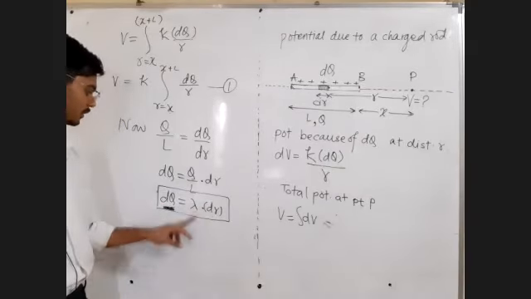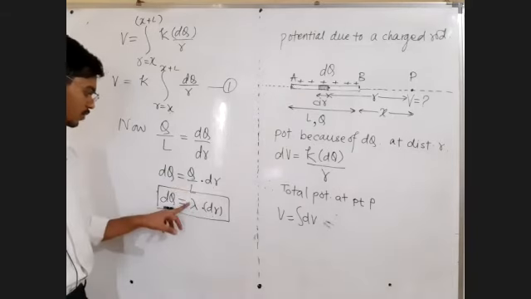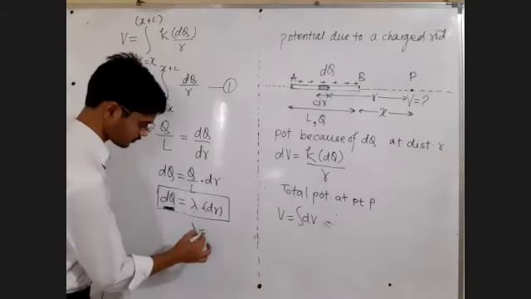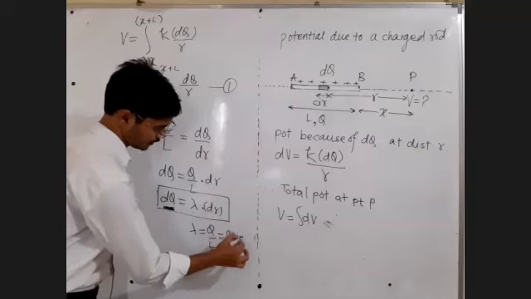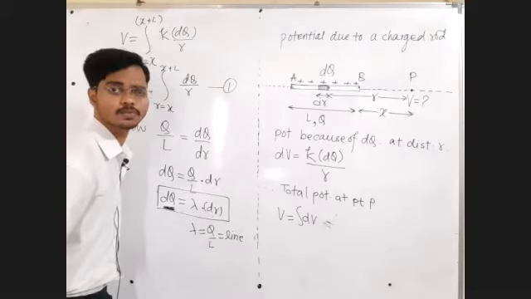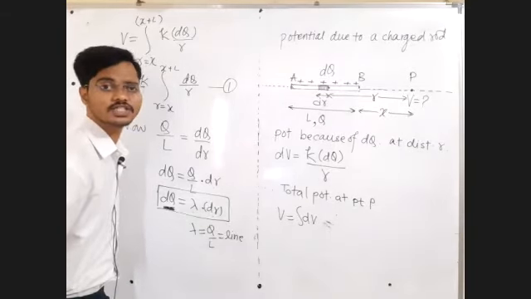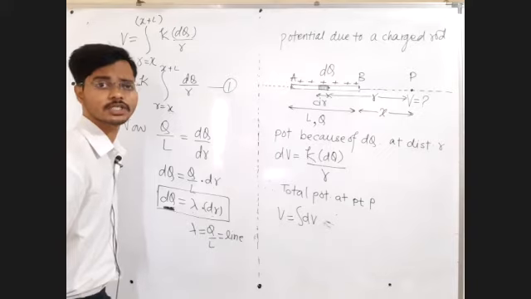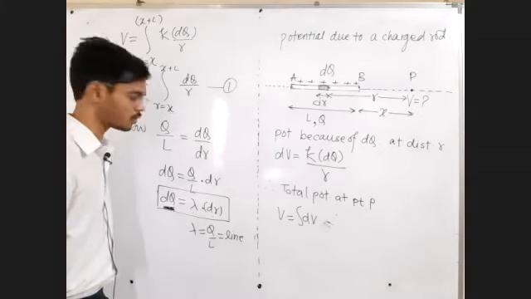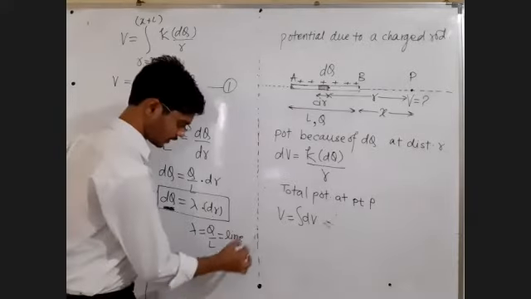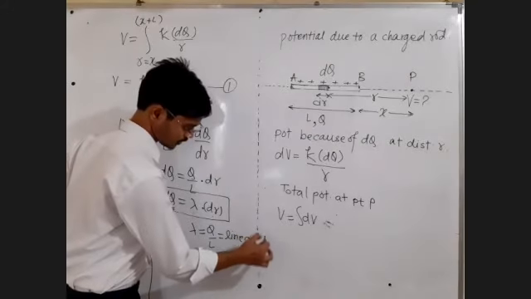Lambda into dr. What is lambda? Lambda is charge per unit length, the linear charge density. What do we call lambda? Linear charge density means charge per unit length. Areal charge density or surface charge density means charge per unit area. And volume charge density means charge per unit volume. Charge per unit length means linear charge density.